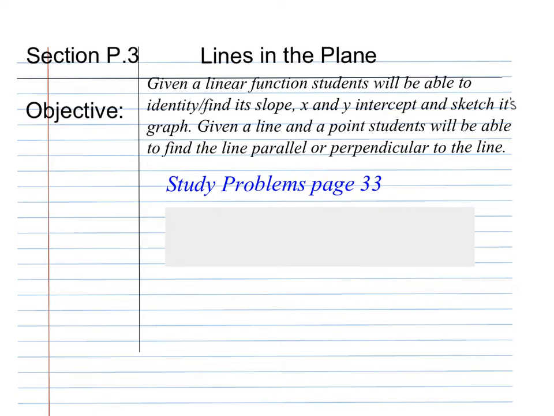So section P3 is your prereq, and it's lines in the plane. This section is going to be about writing equations in slope-intercept and point-slope form, and parallel and perpendicular lines. Your problems that you're responsible for from the book are problems number 7, 13, 25, 31, 35, 43, and 65.